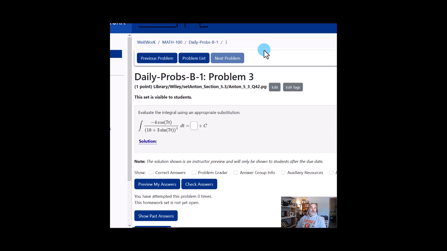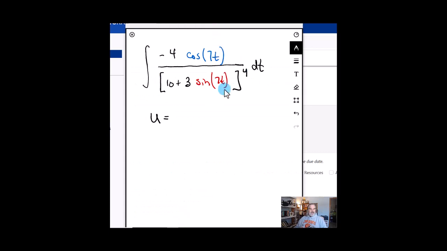So like in the first problem, we're going to play the game, well, even in the second, but this one more so. We're going to play the game of spot a function and its derivative, or at least something that's equivalent to the derivative up to a multiplicative constant. And so in this problem, which hopefully I've written down correctly, -4 cosine 7t over 10 plus 3 times sine of 7t to the 4th. Okay, I've highlighted the sine of 7t and cosine of 7t. You know, each one's derivative is a multiplicative constant of the other, so which one becomes useful for the substitution?